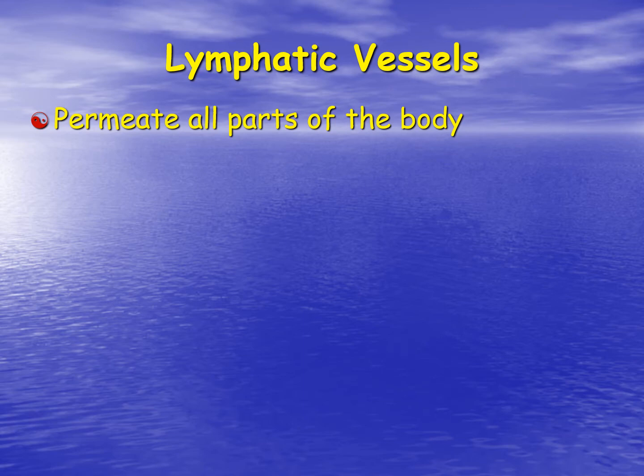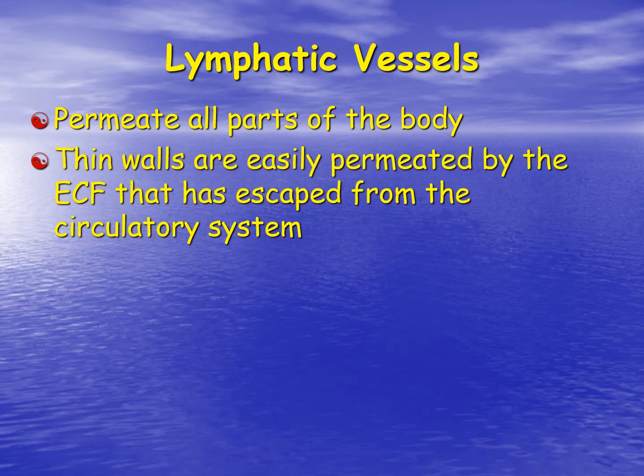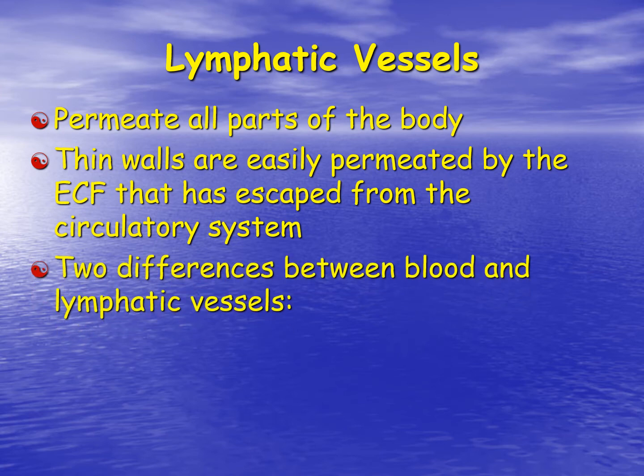Lymphatic vessels are found everywhere in the body. These are very thin-walled, more closely resembling the venules of the cardiovascular system than the arterioles. And they actually will then permeate and pick up extracellular fluid that has escaped from the cardiovascular system and has not been picked back up by the bloodstream.